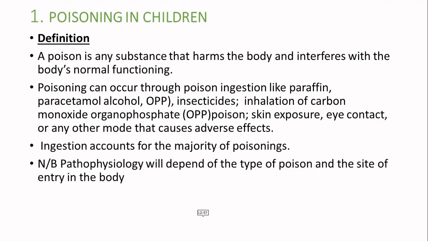We are starting with poisoning in children. A poison is any substance that harms the body and interferes with the body's normal functioning. Poisoning can occur through ingestion, like paraffin, paracetamol, alcohol, OP insecticides; inhalation of carbon monoxide or organophosphate poison; skin exposure; eye contact; or any other mode that causes adverse effects.